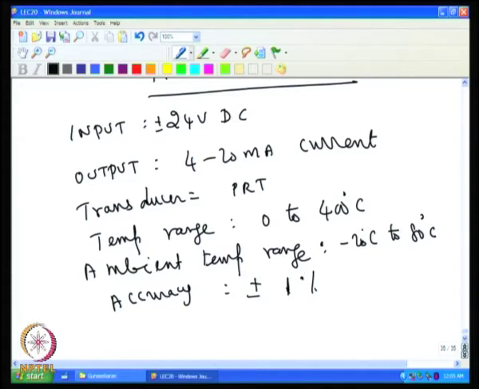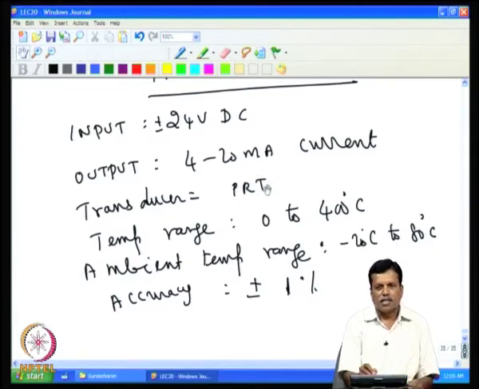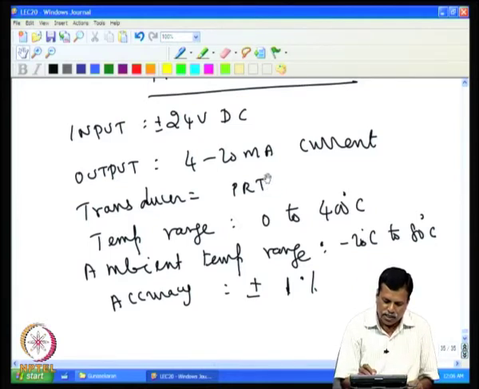So, what we do is we will take 24 volt DC as an input supply, and then we use a platinum resistance thermometer as a temperature sensor. The platinum resistance thermometer resistance changes 0.4% every 1 degree temperature, that is, it is a positive temperature coefficient. Resistance increases by 0.4% every 1 degree increase in temperature. So, what we do is we will pass a constant current through the PRT.